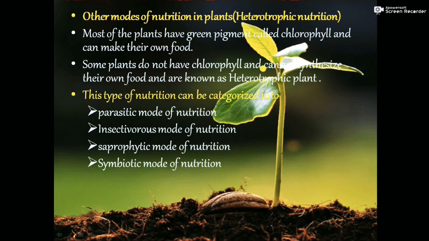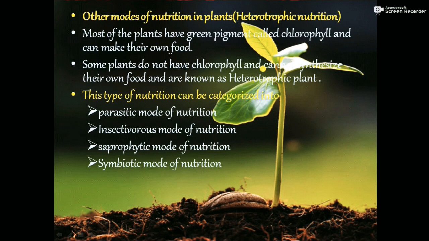In previous class, we already discussed about the heterotrophic mode of nutrition. Hetero means other, trophic means nourishment. That means the organism depend on the other organism for nourishment or food called heterotrophic organism. Some plants do not have chlorophyll. That's why they cannot synthesize their own food. The plant depends on the other plant called heterotrophic plant.